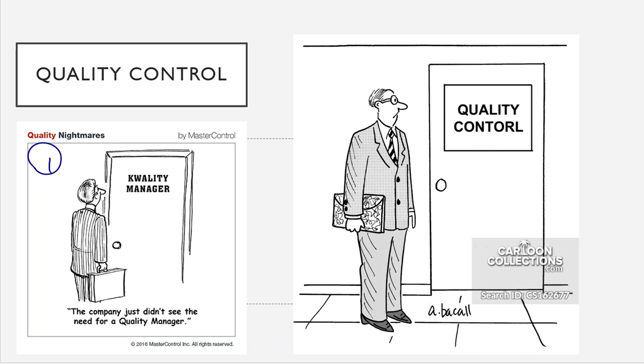Oh, well, that is a mistake, and you have just found a mistake, and you need to report that mistake, and someone needs to know about that word that is misspelled on that door, so that the company can fix it. Hello, that's quality control! Go figure! And it says the company just didn't see the need for a quality manager. Oh, no, I hope not. I hope there's no local labs in town that are this way.